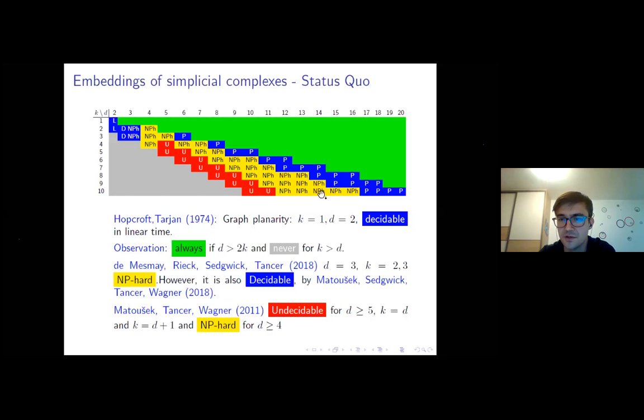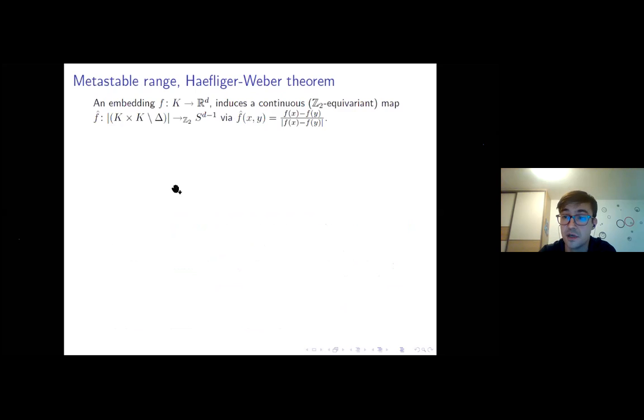Now, what I haven't mentioned is this blue P thing, right? This P means polynomial time, and this is the 1.5 range of dimensions. Because I'm going to be talking about it more in the r-Tverberg problem, let's just jump into what happens here. This is the so-called metastable range of dimensions. So let's step back and say I have an embedding. Let's pass to the topological situation and take just the geometric realization. It works for PL as well.